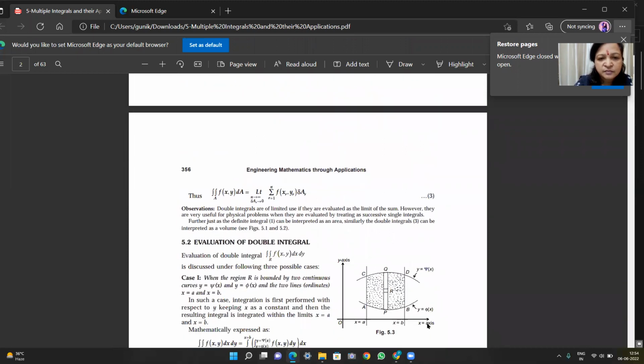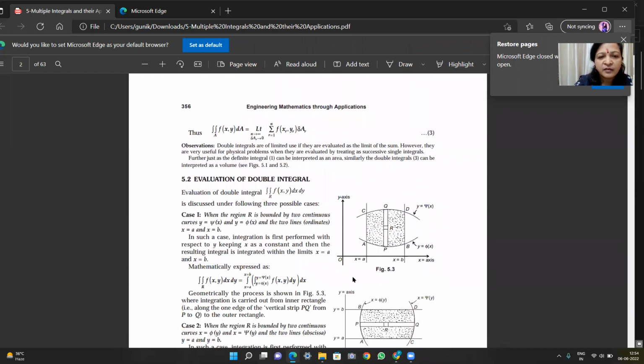Thus we have double integral f(x,y) dA is the limit as n tends to infinity of sigma r equal to 1 to n f(xr,yr) del Ar. So we can see here that double integrals are of limited use if they are evaluated as the limit of a sum. However, they are very useful for physical problems when they are evaluated by treating them as successive single integrals. So first we see how we can evaluate these double integrals.